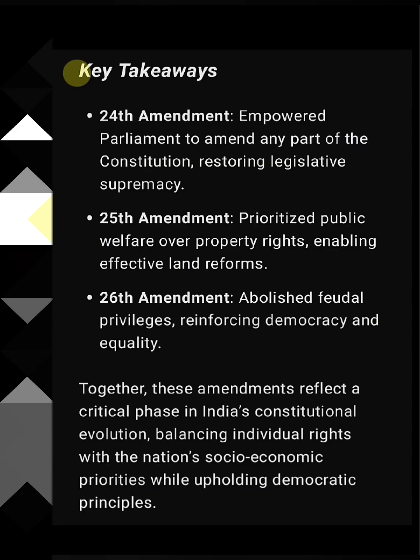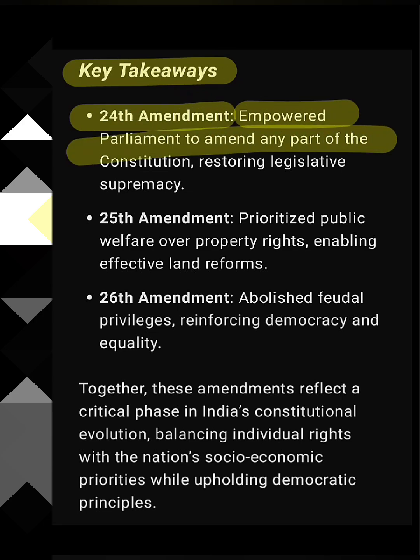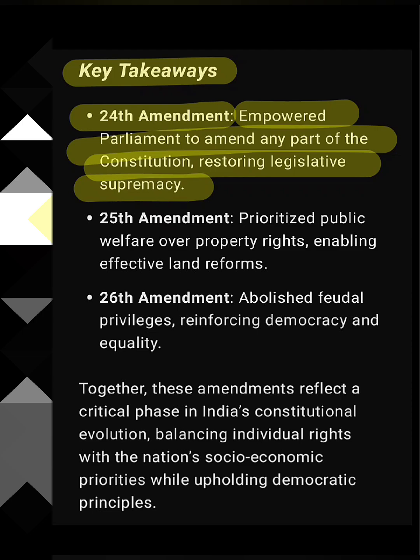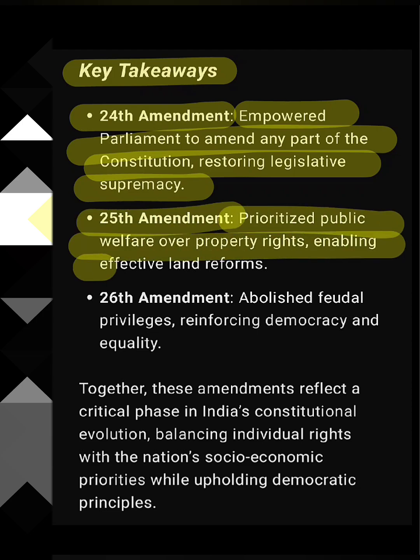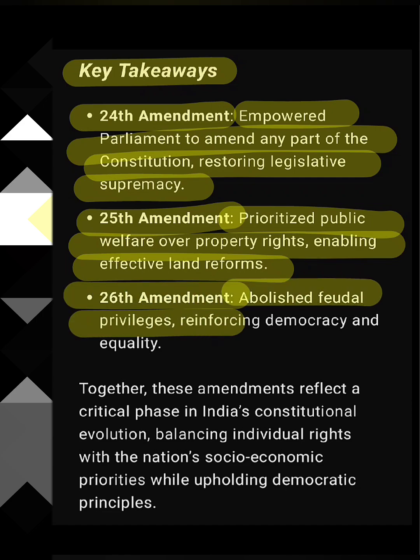So let's summarize everything which we have discussed today. 24th Amendment empowered Parliament to amend any part of the Constitution, restoring legislative supremacy. 25th Amendment prioritized public welfare over property rights, enabling effective land reforms. 26th Amendment abolished feudal privileges, reinforcing democracy and equality.